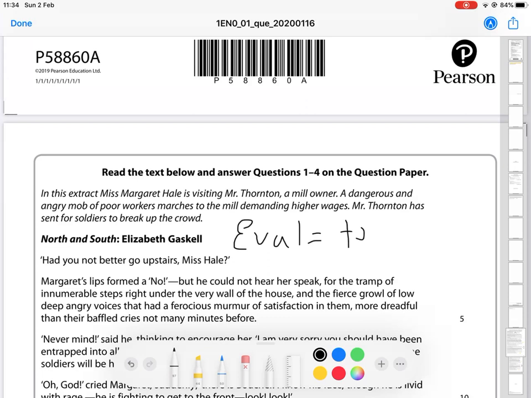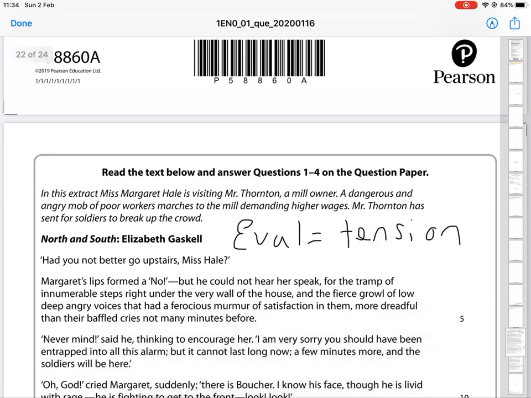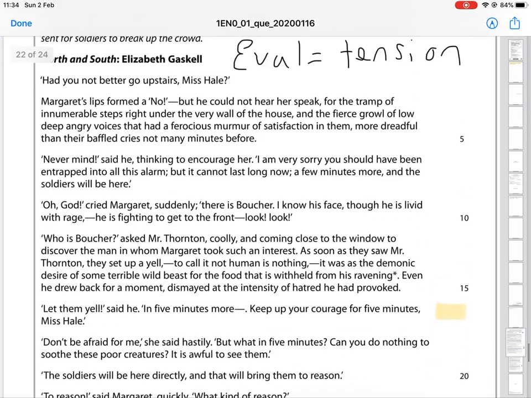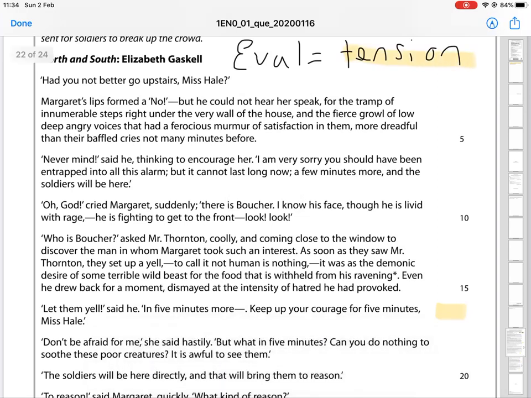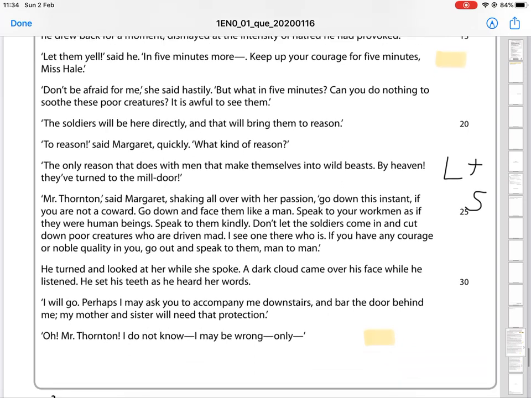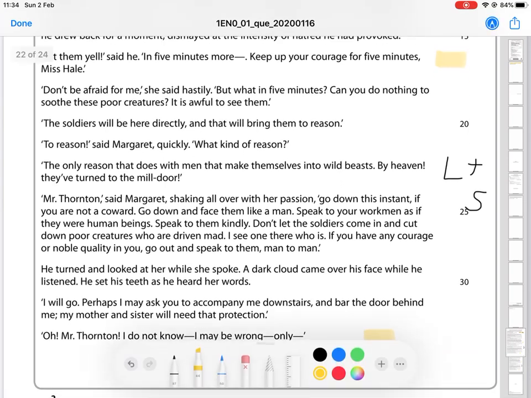equals, and it was tension. Wait till I get a stylus there. Okay, so it's tension. Now, as I read the whole text, I'm looking for tension, okay? When I get to lines 16 to 33, I'm no longer looking for tension because it asked me to look for thoughts and feelings. I remember that from reading it. It was language and structure for thoughts and feelings, all right? That's supposed to be an F.